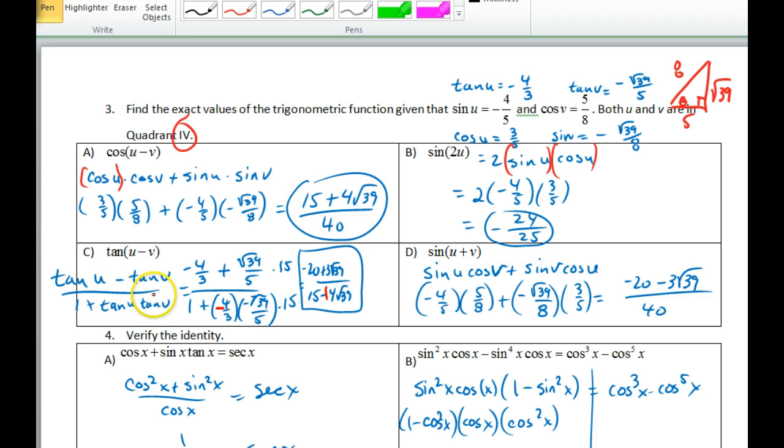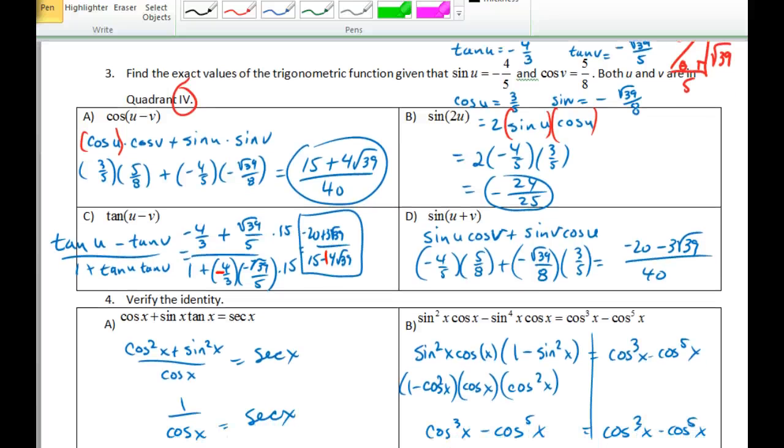Tangent of u plus v, it's pretty much the same thing. You use the tangent values. When I originally did this, I messed up. I didn't put in the negative. Yes, the tangent's negative in the 4th quadrant, so I have a plus there, and so this would be a negative, which overall makes a positive. And similarly for the sine of u plus v. Hopefully you can sort those out.